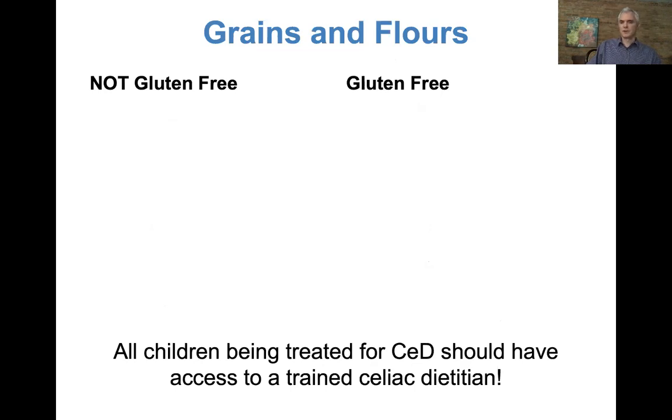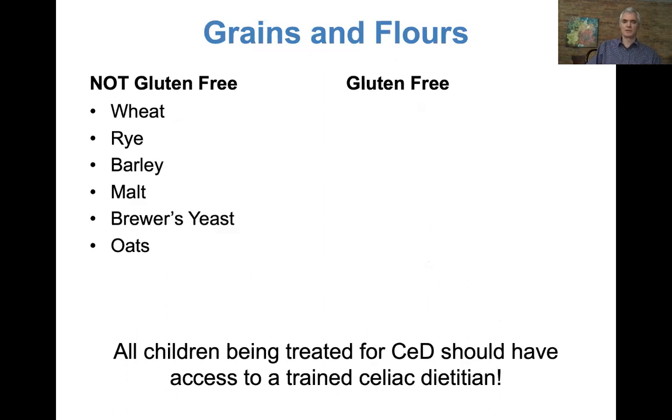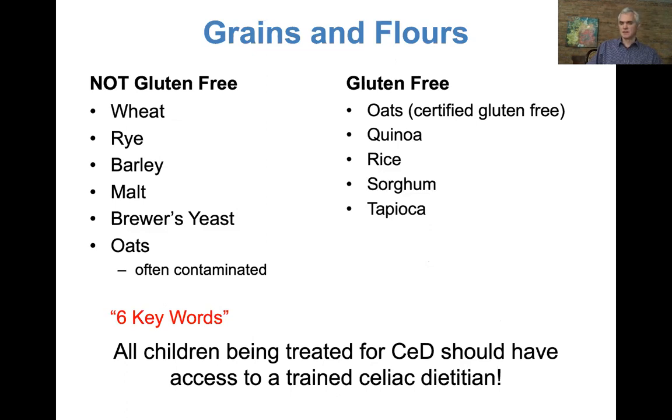All children being treated for celiac disease really need to have access to a trained celiac dietitian or educator. Some key words that are not gluten-free to look for on ingredient list include wheat, rye, barley, malt, because it's made from barley, brewer's yeast, and oats because of the question of contamination. Here is a list of potential alternatives to gluten-containing grains, but really a trained dietitian or educator is extremely important.